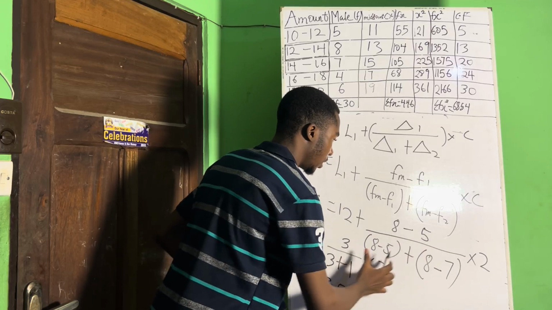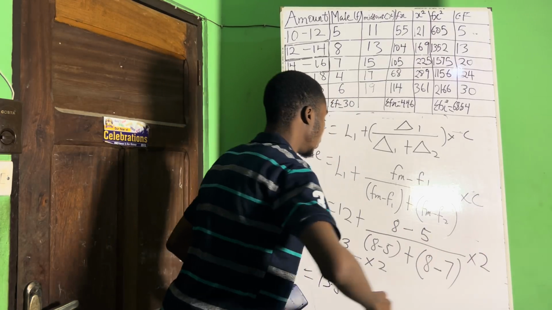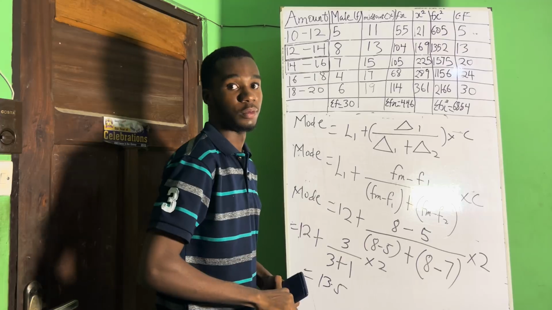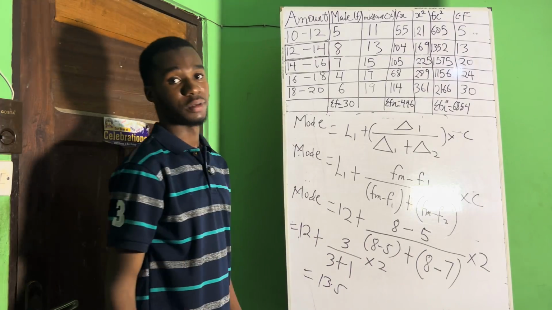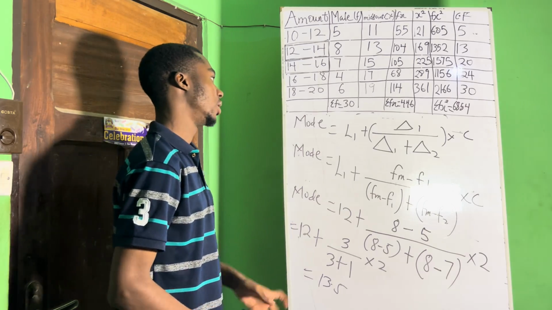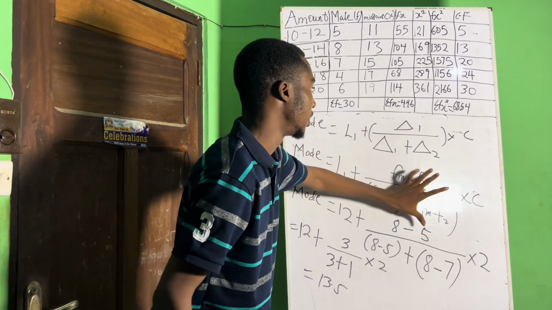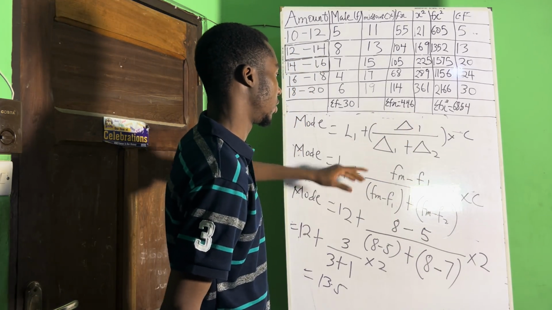So this one I just broke it down. You can punch all this on the calculator as well. But if you break it down step by step, you are getting 13.5. All right, so our mode is 13.5. You get it? So anytime they ask you to find the mode, this is the formula you're going to use. You have to chew this one so that you don't forget.